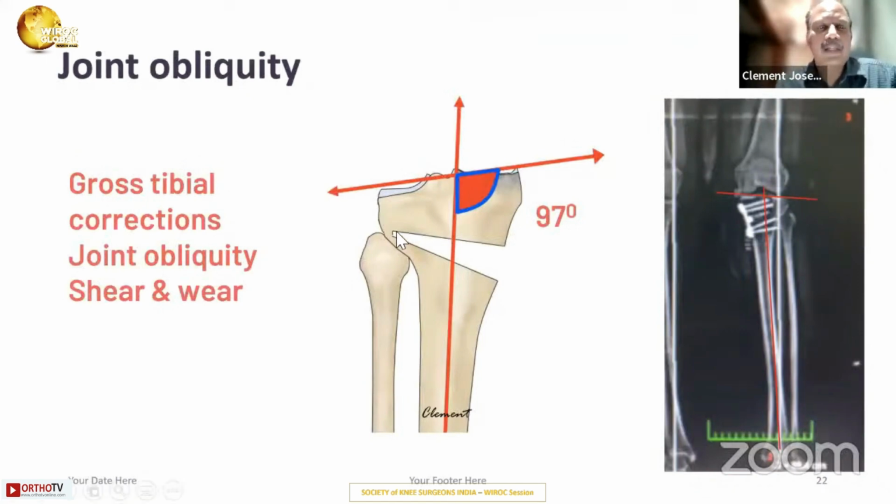For example, if you are doing gross corrections only on the tibial side, you can see here in this particular case, we have corrected a little bit, overcorrection was done in the tibia, which resulted in an MPT angle of around 97 degrees. You can see the joint surface is now oblique in relation to the perpendicular mechanical axis of the tibia, which can result in joint wear and shear and poor long-term outcomes following HTO.